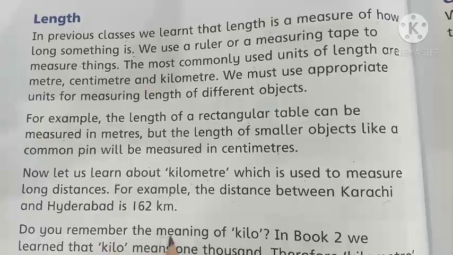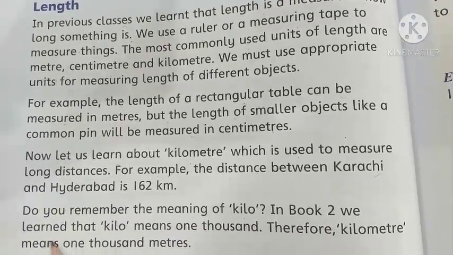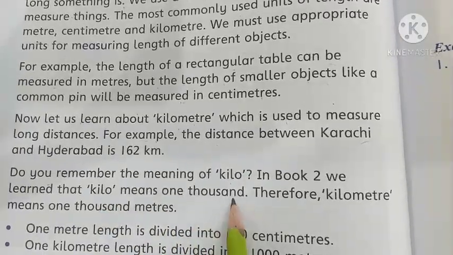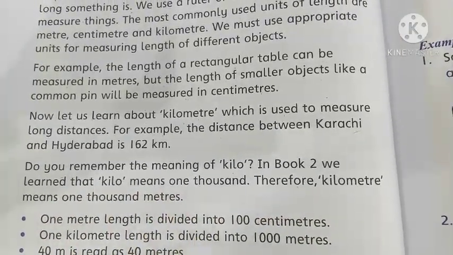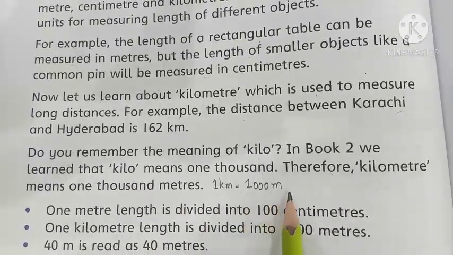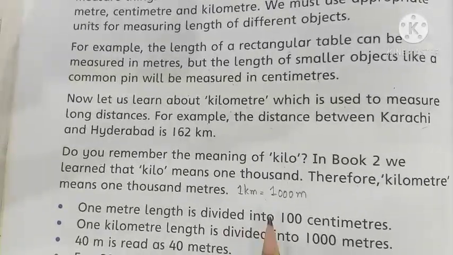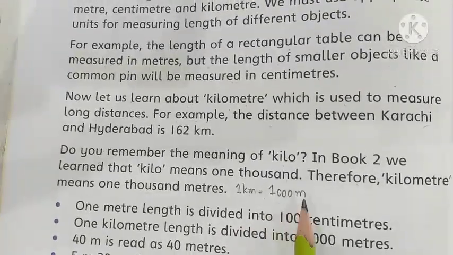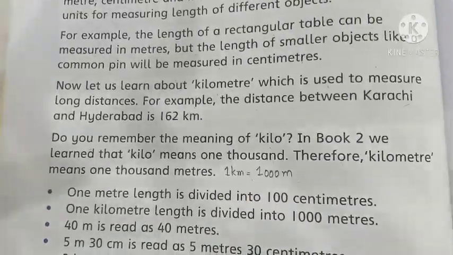Do you remember the meaning of kilo? In book 2 we learned that kilo means 1000, therefore kilometer means 1000 meters. Means 1 kilometer is equal to 1000 meters. If we have 1000 units of meter, they will be equal to 1 kilometer.